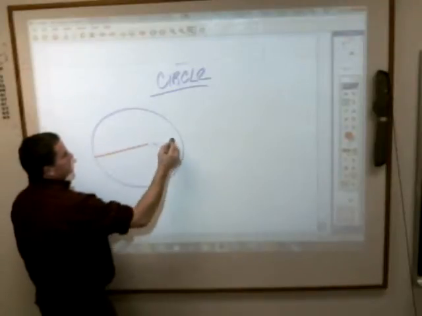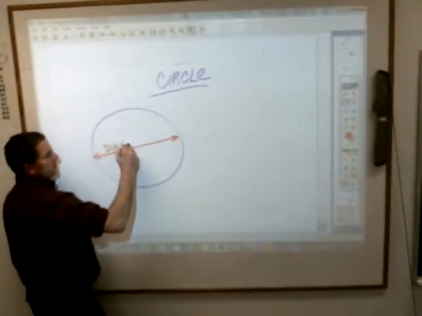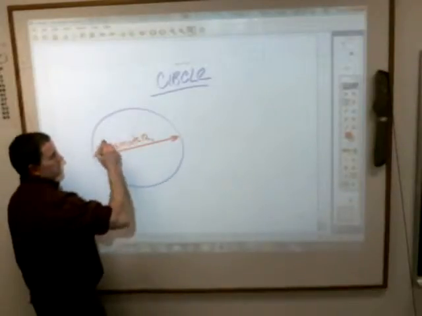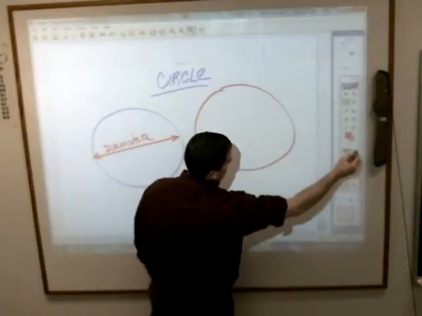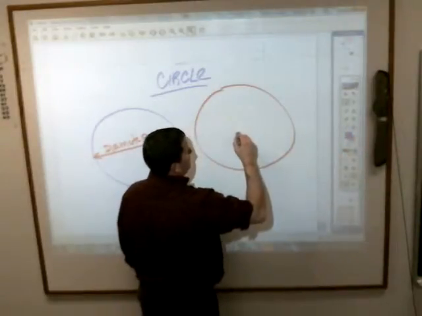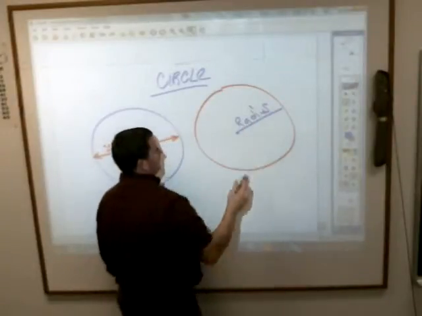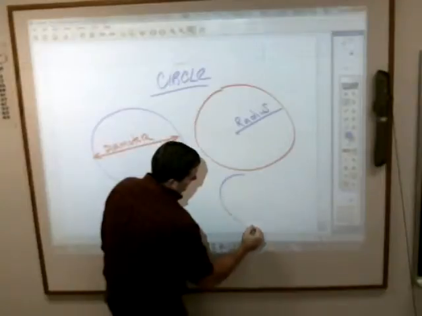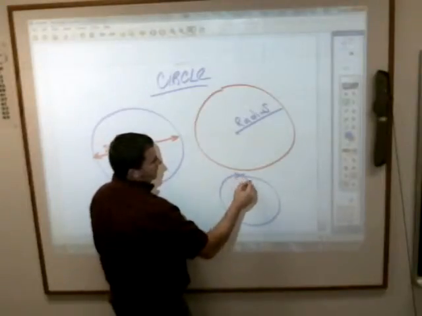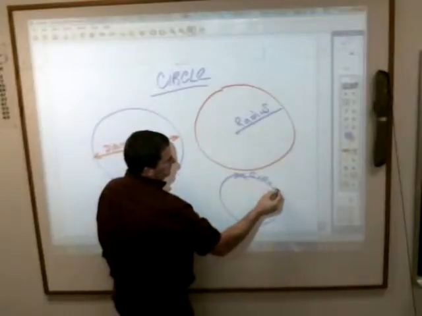We've got the distance through a circle, which is its diameter. We have the distance from the middle of the circle to the outside, which is its radius. And we have the distance around the circle, which is its circumference.